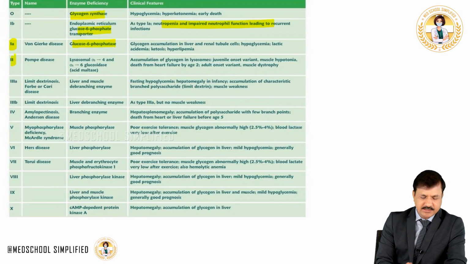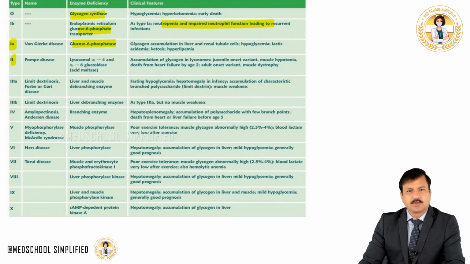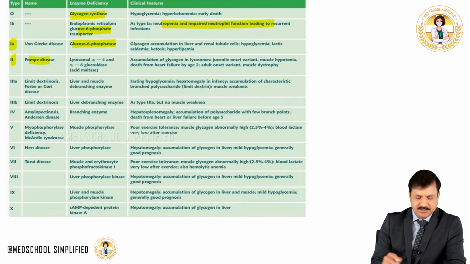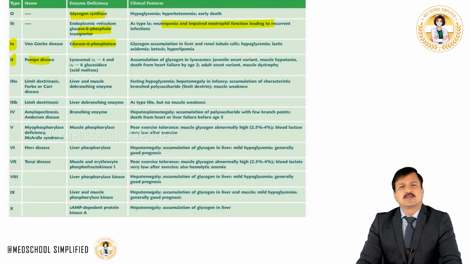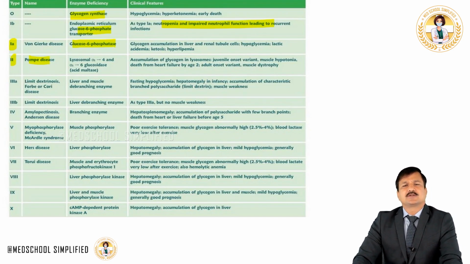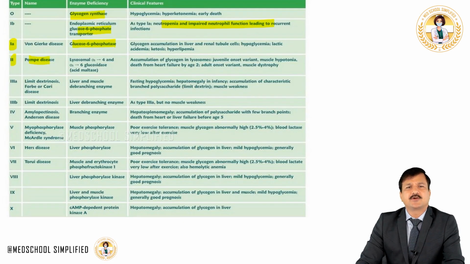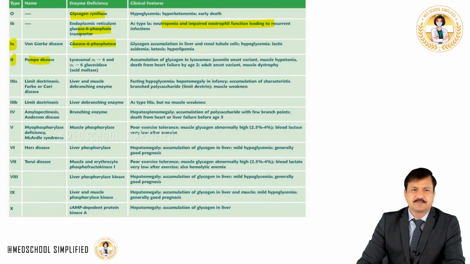Then we have glycogen storage disease type 2. Type 2 glycogen storage disease is Pompe disease, and Pompe disease is because of lysosomal alpha-1,4 and alpha-1,6 glucosidase enzyme deficiency. Together it is called acid maltase enzyme deficiency. This is a fatal condition because it occurs in early infancy and it may lead to death because of cardiac failure by the age of 2 years.